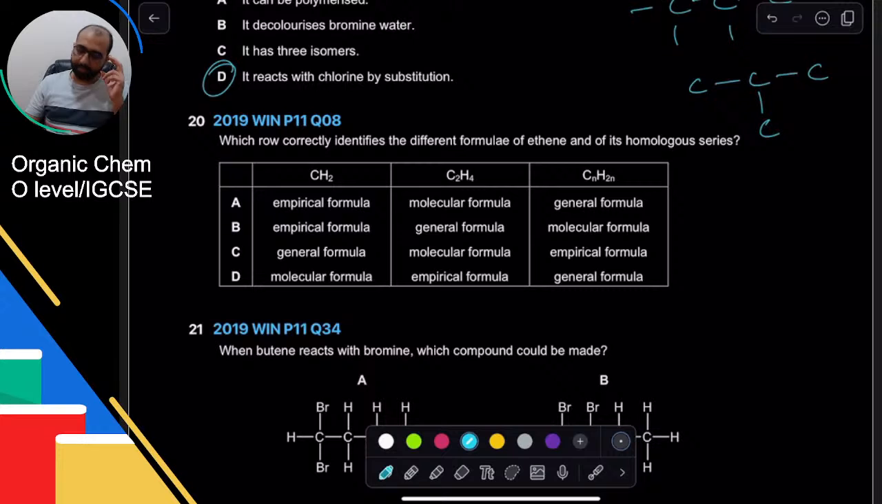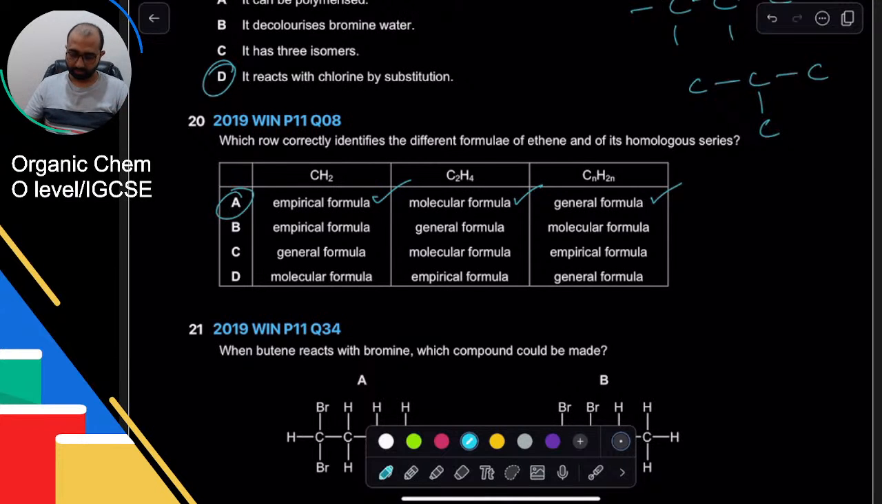Which row correctly identifies the different formulas of ethene and its homologous series? Now, what is ethene? Ethene is C2H4. What is the homologous series? CnH2n. Okay, so is the general formula that? Yes. Is the molecular formula this? Yes. Empirical formula, is that CH2? Yes. It gives us the simplest ratio. So this one is simply A.